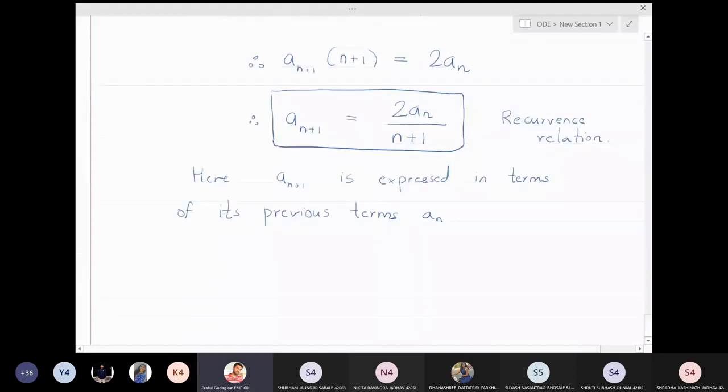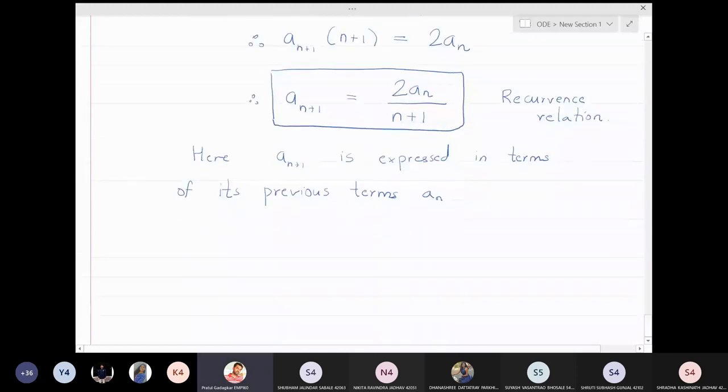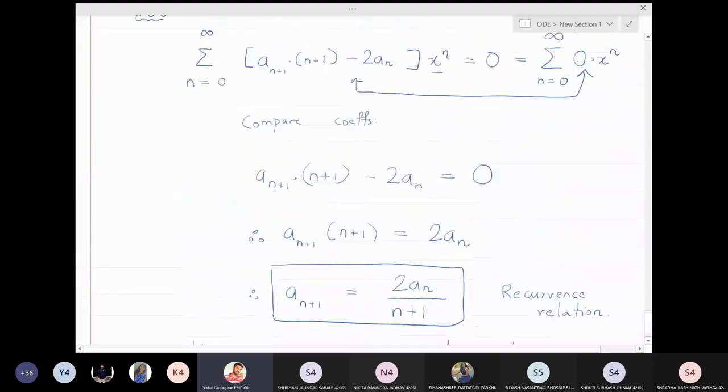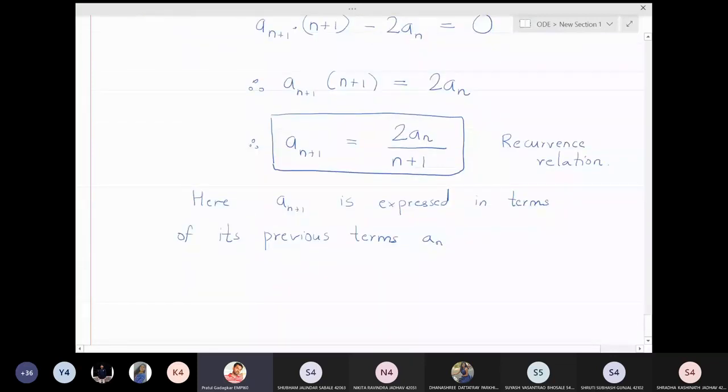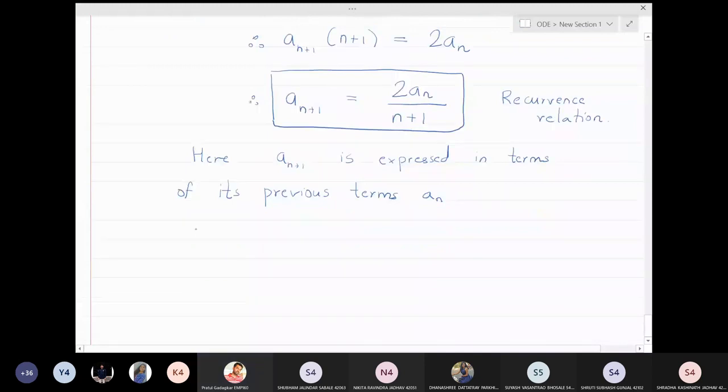Now let us put n equal to, now we know what were the values of n? The value of n was varying from 0 to infinity. So let me put n equal to 0. We get a_1 is equal to 2a_0 upon 1. So a_1 is 2a_0.